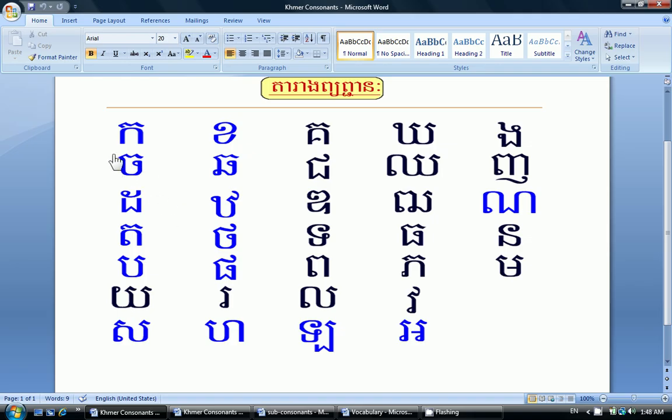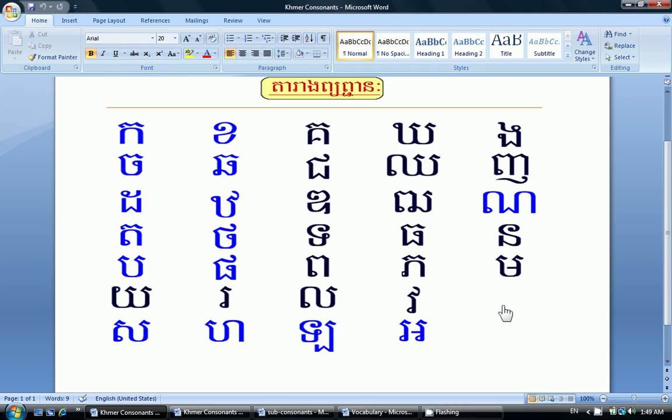Ga, ka, go, ko, ngo. Jaw, chaw, jaw, chaw, yaw. Da, ta, do, to, na. Da, ta, do, to, no. Ba, pa, bo, po, mo. Yo, ro, lo, vo, sa, ha, la, ah.